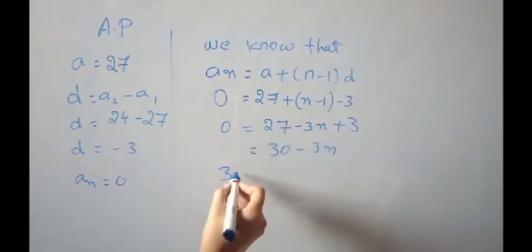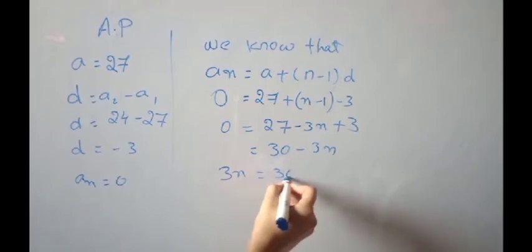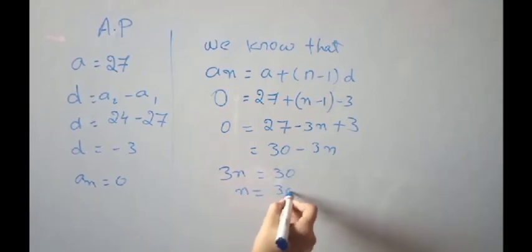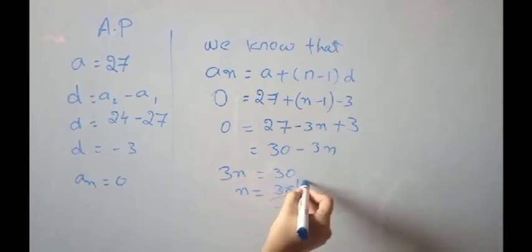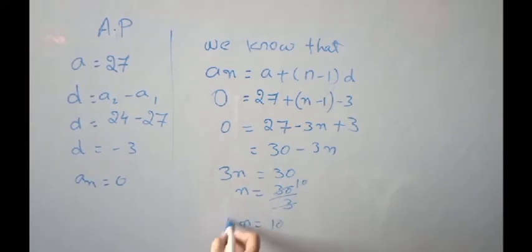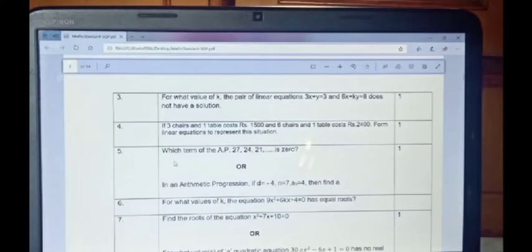So n take this side, which is come to plus 3n, which is equal to 30. N is equal to 30 upon 3. 3 tens are 30, n value is 10. So we have to find the n value, that is 10. Next, OR is also there. Let's take the OR question.